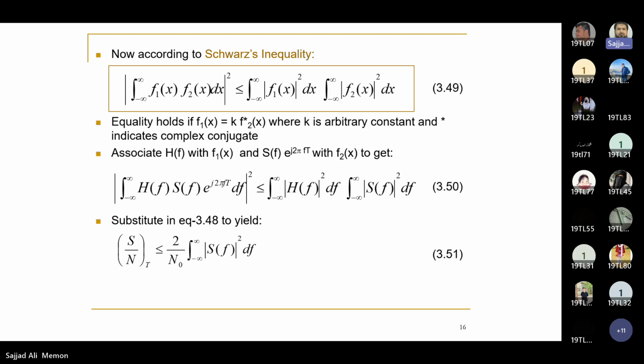Then substitute this in equation 3.4 to yield this equation, which is less than or equal to 2 over N naught. H of f from 3.50 appears in the numerator, and in the denominator we also have H of f integrated, whole squared. So we cancel this out. The only thing that remains is 2 over N naught times the integral of the squared magnitude of S of f from minus infinity to infinity, that is 3.51.